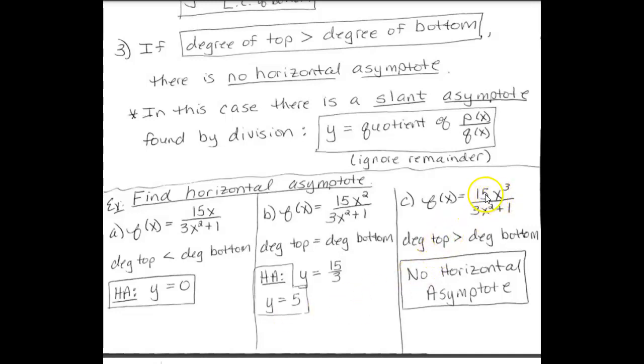And in part C, the top is 15x cubed divided by 3x squared plus 1. So the degree of the top is 3, the degree of the bottom is 2. So if the degree of the top is greater than the degree of the bottom, we would just simply say there is no horizontal asymptote. If we actually had to graph this function, we would then want to divide the bottom into the top, and in this case you would have to use long division because this is not the form x minus c or x plus c.